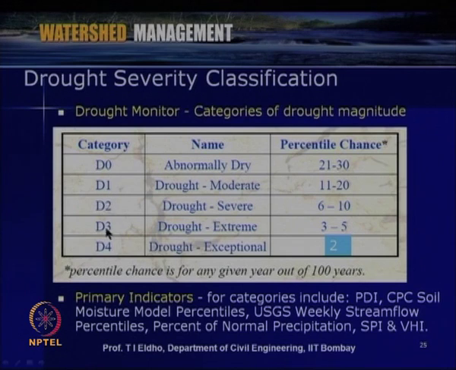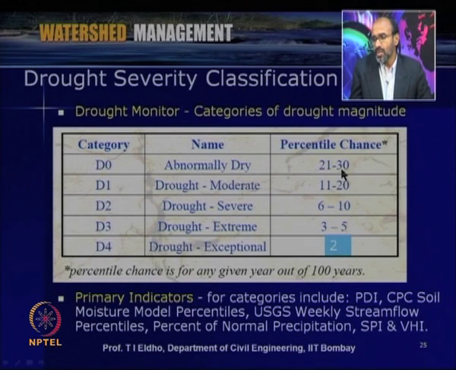Like the categories D0, D1, D2, D3, D4. D0 means abnormally dry, where the percentage chance is 21 to 30, for example in a country like the United States. Depending upon the area, a specific percentile chance can be obtained. Percentile chance is for any given year out of 100 years. Then D1 is moderate drought, with a percentile chance of 11 to 20; severe drought is 6 to 10 percentile chance; extreme drought is 3 to 5; exceptional drought has a percentile chance of 2.